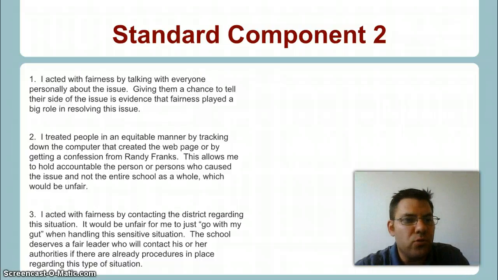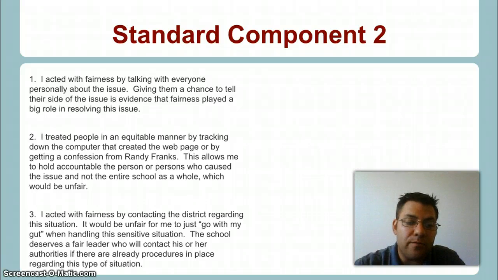Standard component 2, I acted with fairness by talking with everyone personally about the issue. Giving them a chance to tell their side of the issue is evidence that fairness played a big role in resolving this issue. I treated people in an equitable manner by tracking down the computer that created the web page, or by getting a confession from Randy Franks. This allows me to hold accountable the person or persons who caused the issue and not the entire school as a whole, which would be unfair.